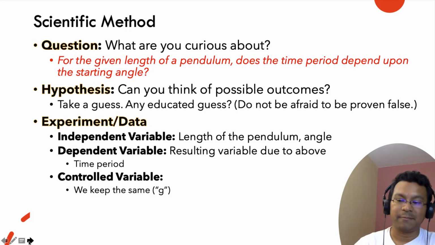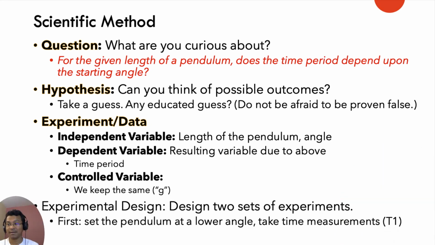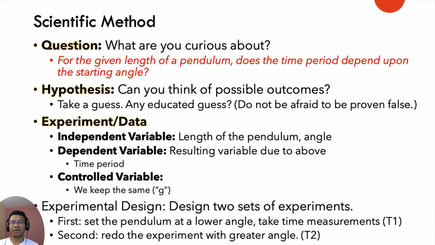What's going to happen? It's exciting. So we design the experiment here, right? We will set up the experiment at a lower angle and perform the experiment, and then we redo the experiment for the same length and find the time period. Let's call it T1. Another angle, perform the experiment. That would be T2, the time period taken for one oscillation.